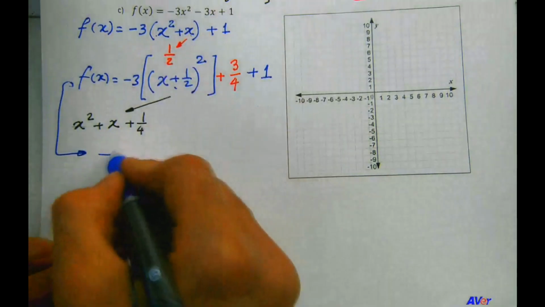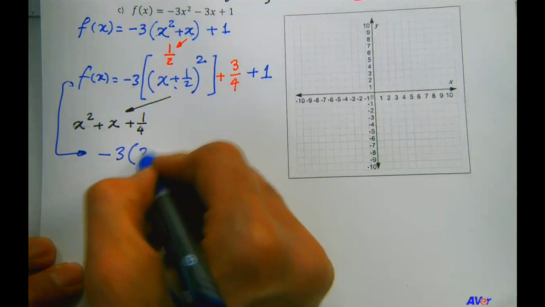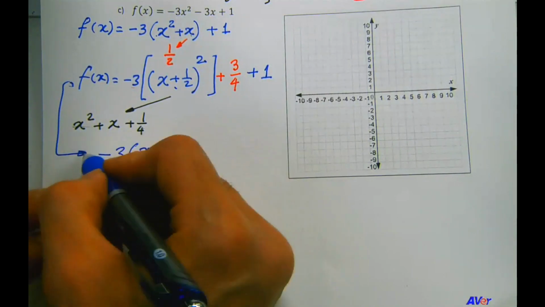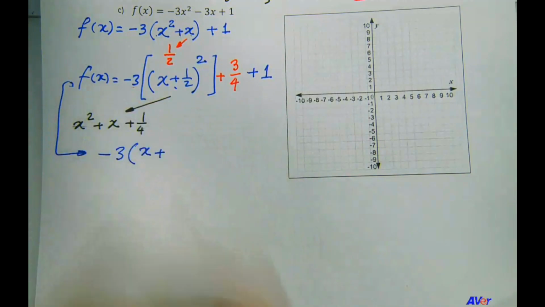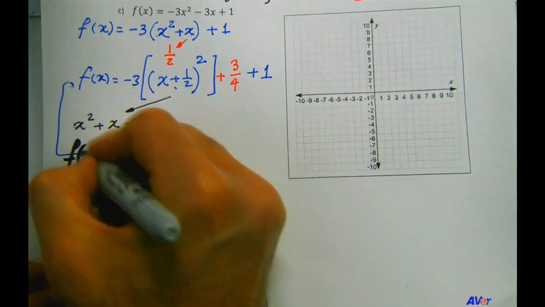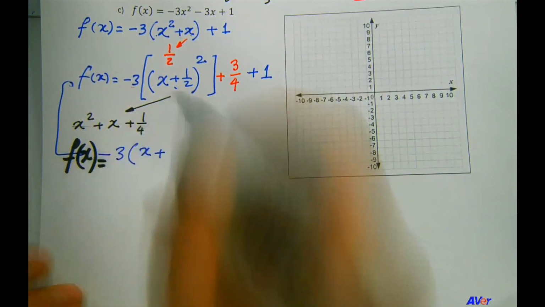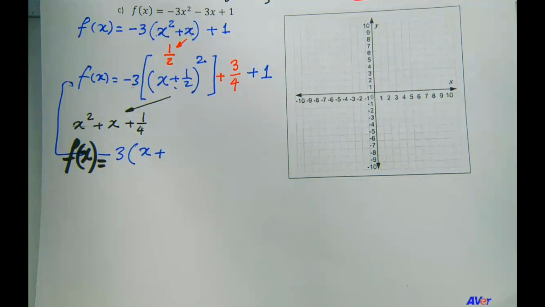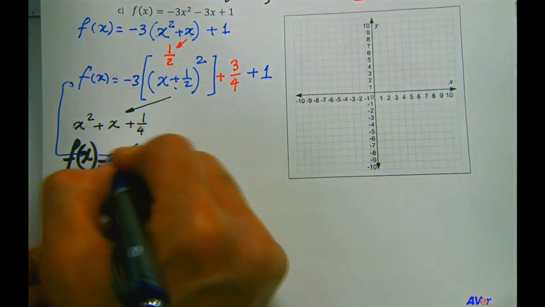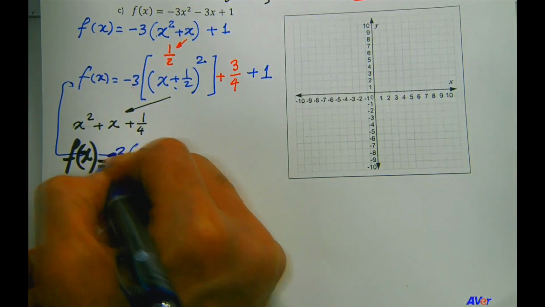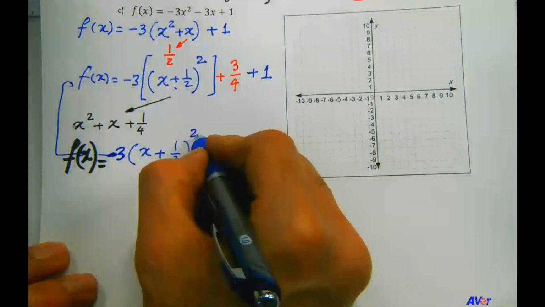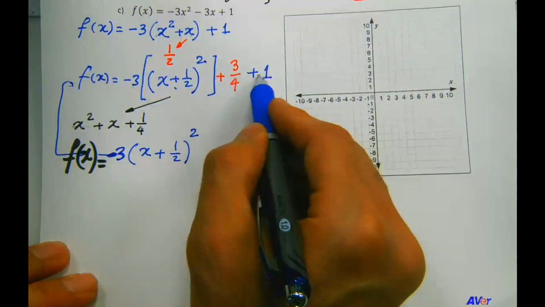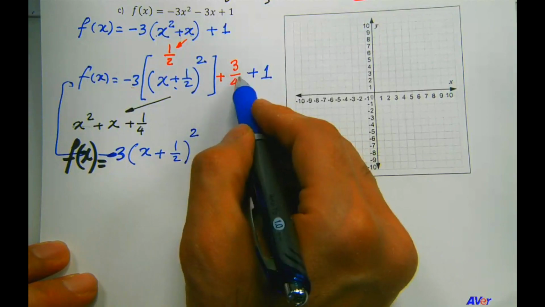So now let's clean this up a little bit. So we have minus 3 times x plus, oh, by the way, this is f of x. So let me use my thicker pen here. This is f of x equals minus 3 times x plus 1 over 2 squared. And then we should add 1 plus 3/4, right?